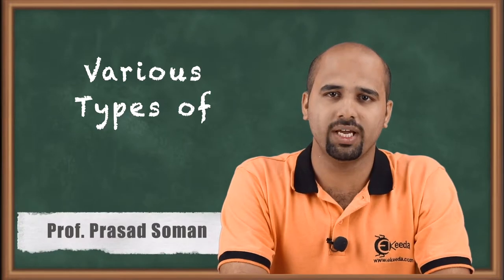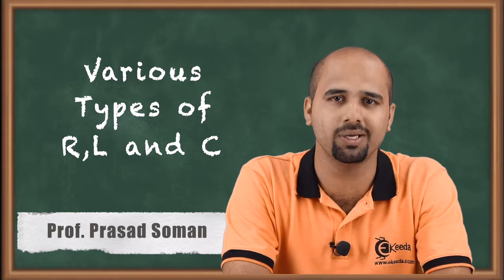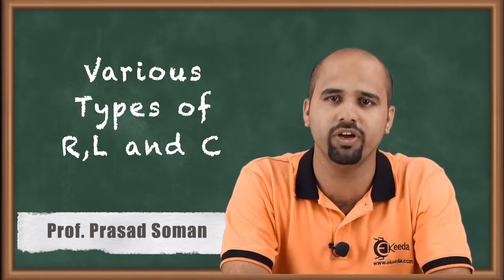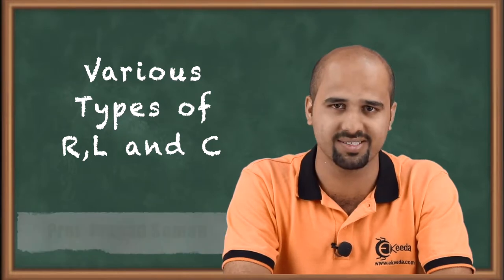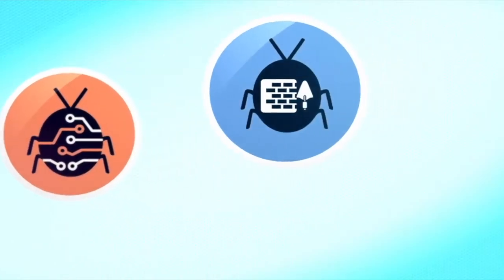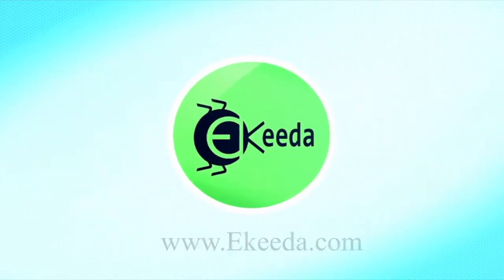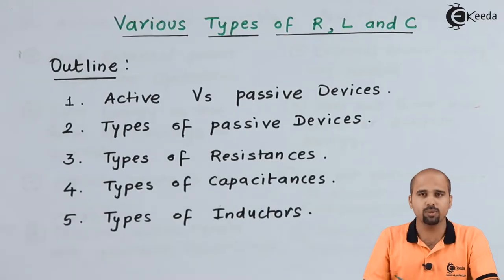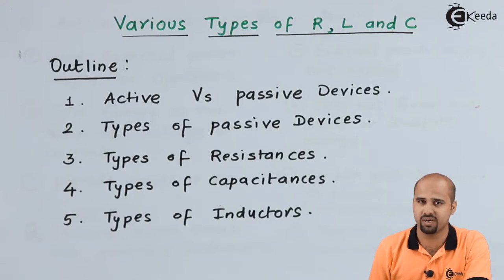Hello guys, today we will deal with module number 1, in which we will deal with a topic that is very simple: various types of resistances, capacitances and inductances. Now coming to the part of various types of R, L and C, that is resistances, inductances and capacitors, we will deal with active and passive devices, and how they are different from others.